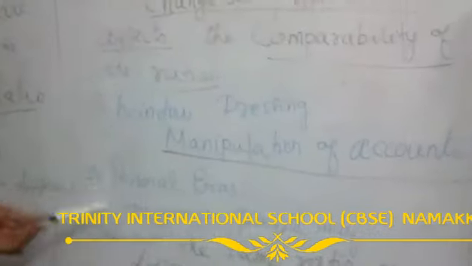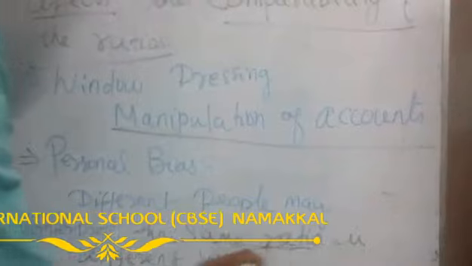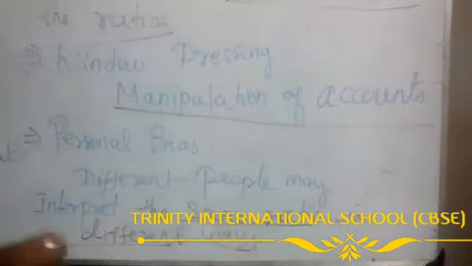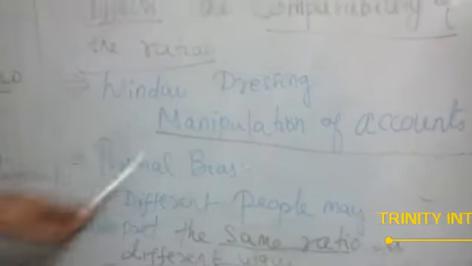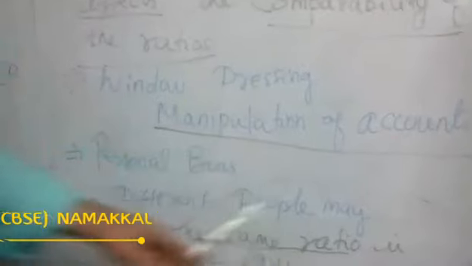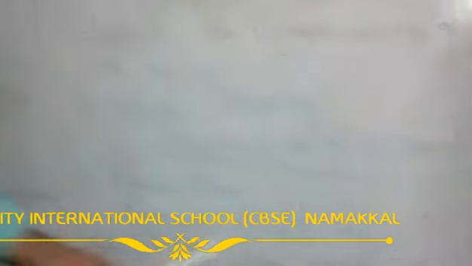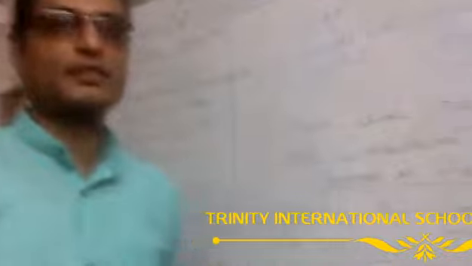Then finally personal bias. What is the meaning of personal bias? Different people may interpret the same ratio in different ways. For the same ratio, the ways will vary. Independently, they can do it differently. Different people will use different methods for the same ratio. The application will vary. That's why it is a limitation.